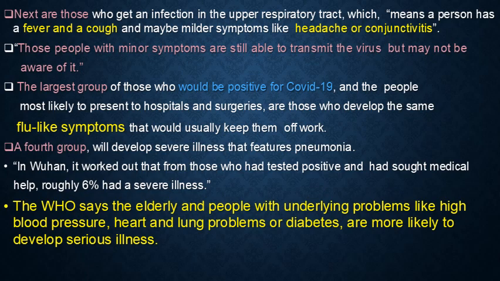Those who come next are those who got an infection of the upper respiratory tract, which means a person has fever and cough and maybe mild symptoms like headache and conjunctivitis. So the symptoms are as with any simple flu or common cold virus infection. Those people with minor symptoms are still able to transmit the virus but may not be aware of it, because they think they have just flu, but can transmit the disease to other people in close contact with them.